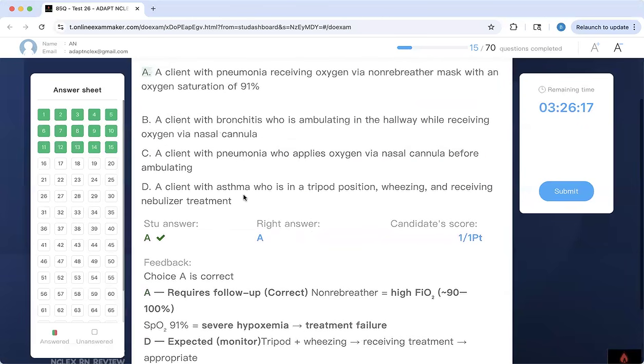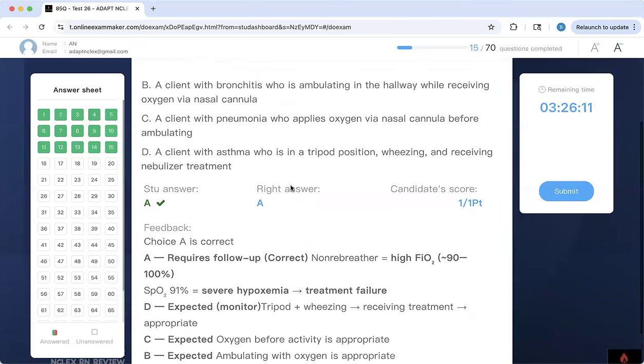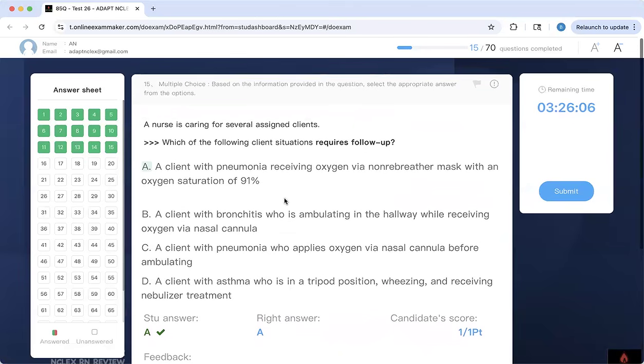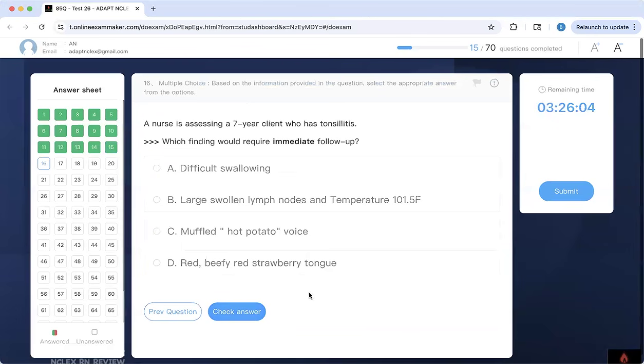Number 4, I know you're going to pick it. Asthma, tripod position, wheezing. But what are we doing? Receiving nebulizer. Number 1 should be getting 100% oxygen. You should not saturate 91%.